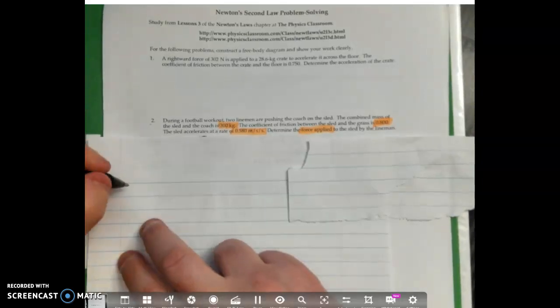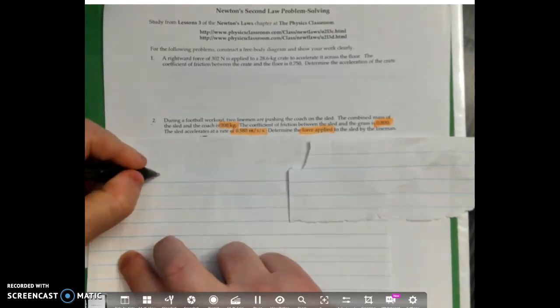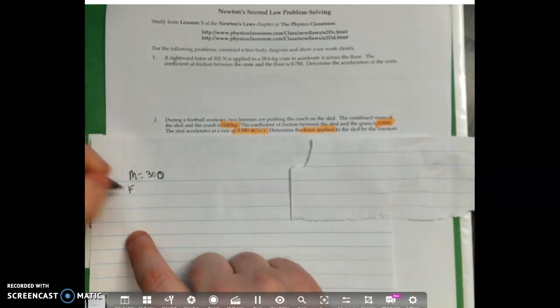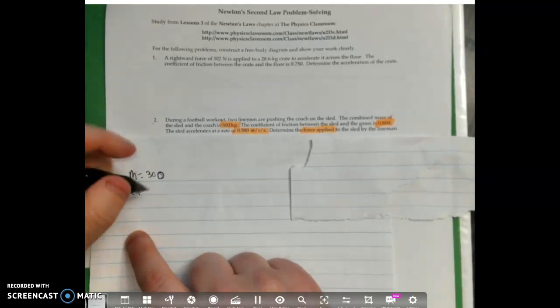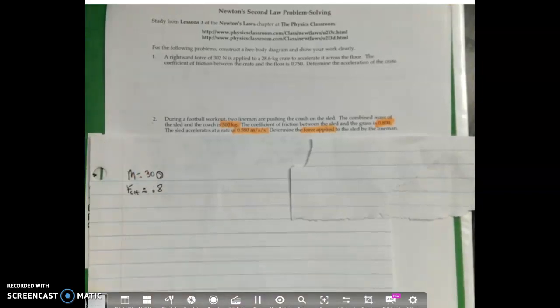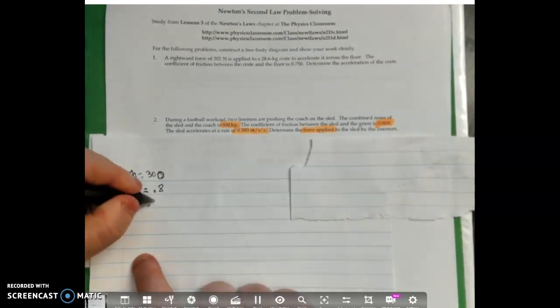Okay, we're going to go ahead and write that down over here. So we have mass equals 300. Awesome. The coefficient of friction between the sled and the grass is 0.8. So we're going to write it as friction coefficient equals 0.8. Easy. The sled accelerates at a rate of 0.58. So we're going to do acceleration equals 0.58.